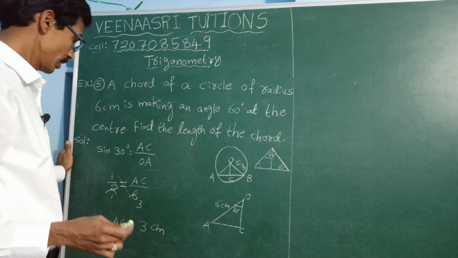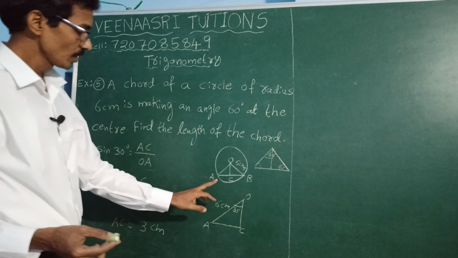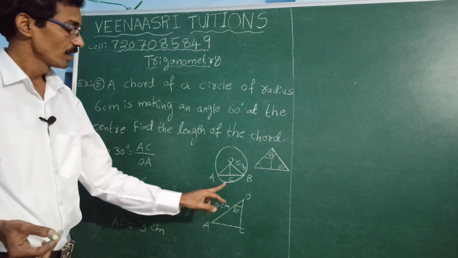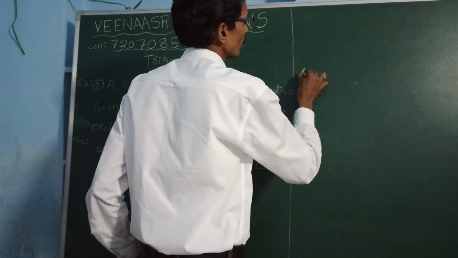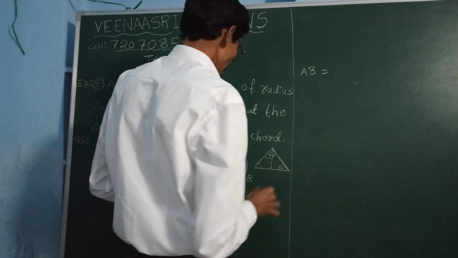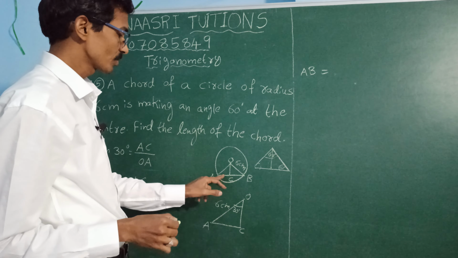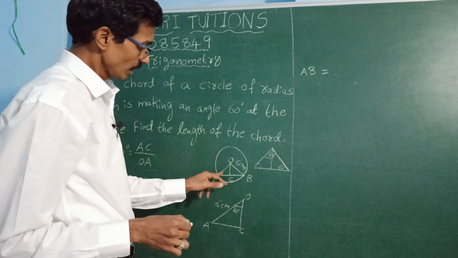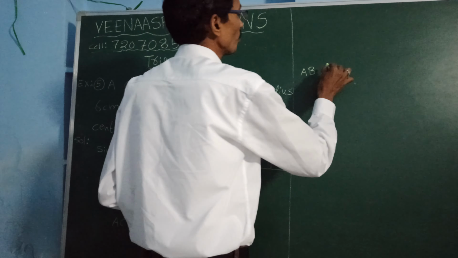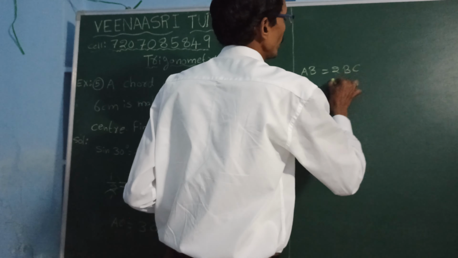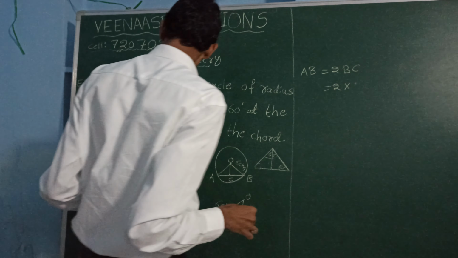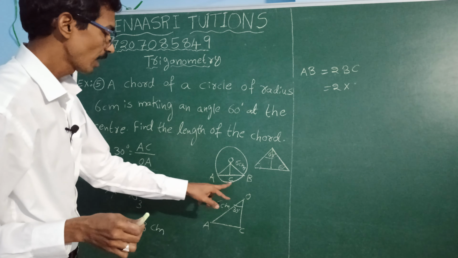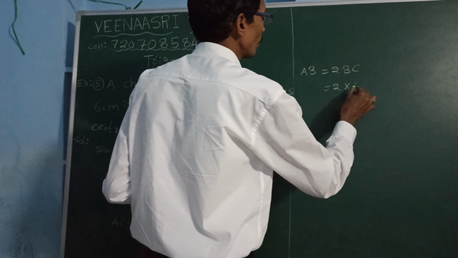Now see here, you got AC, but you want the length of the chord AB. So AB is equal to twice BC, because OC is bisecting the line AB. So 2 into BC, or BC or AC, anyone. So 2 BC or 2 AC.